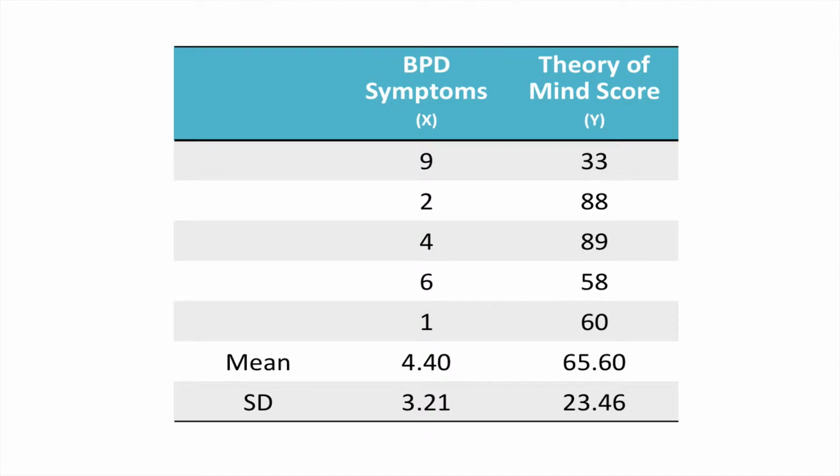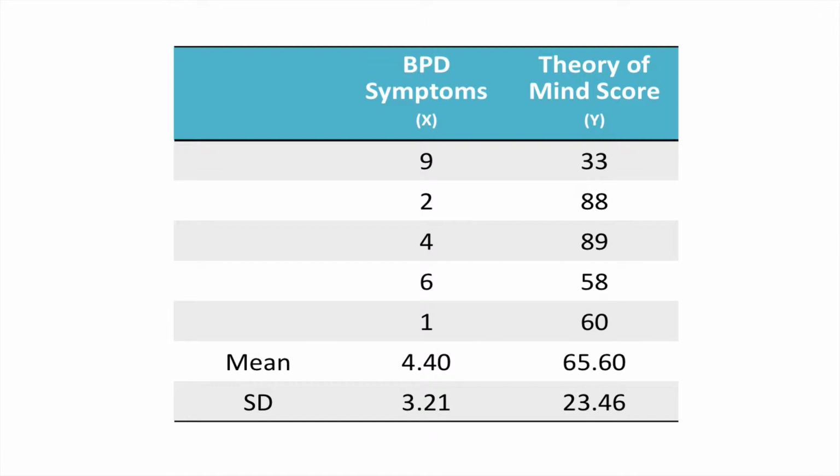There's some research suggesting that theory of mind difficulties may lead to some symptoms of borderline personality disorder. So this is just some fictitious data looking at that relationship. For BPD symptoms, there are 9 possible symptoms. We've recorded a person's borderline personality disorder symptoms, and we've also given them a theory of mind test and recorded their score on that.